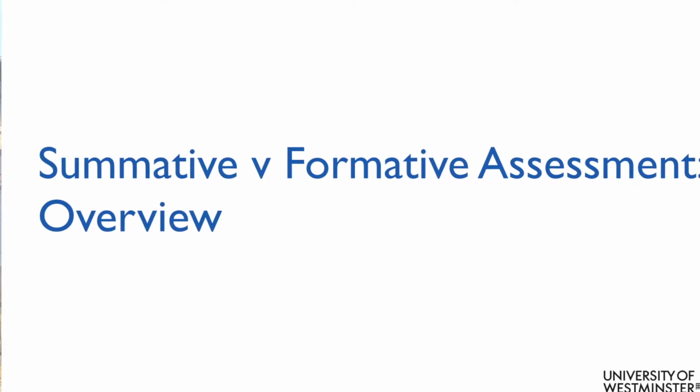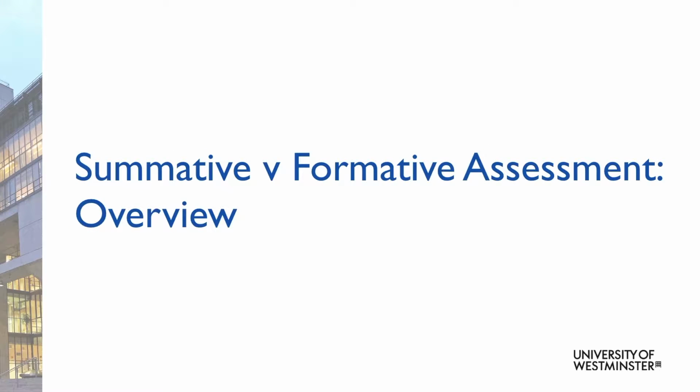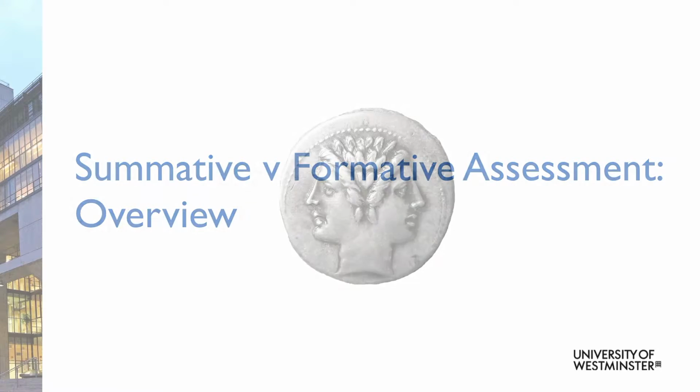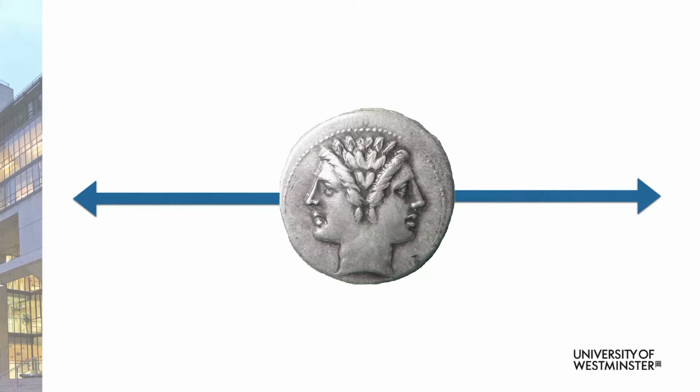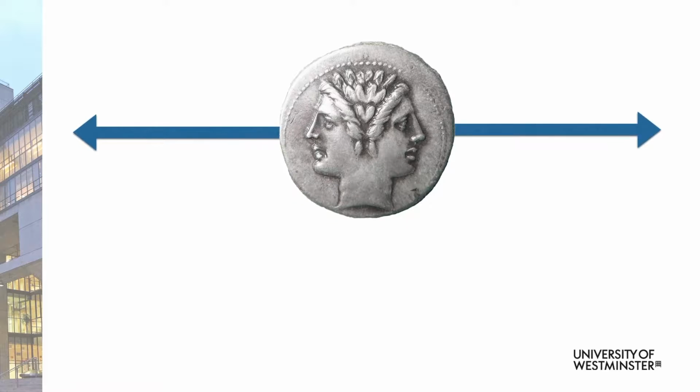An understanding of summative and formative assessment is assumed in this workshop. But, in brief, this is Janus. He's the Roman god of gates and doorways and time, including beginnings and endings, and he's typically portrayed as having 2 faces since he looks to the future and the past. This is a simple way of illustrating summative and formative assessment.